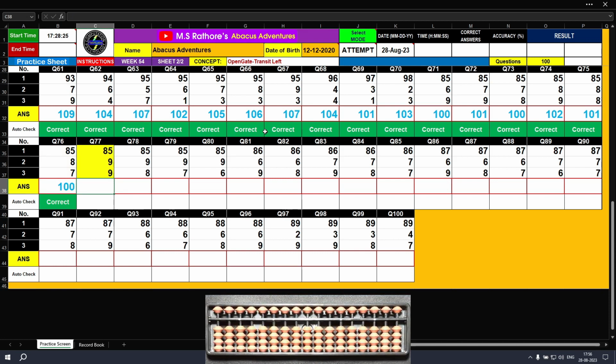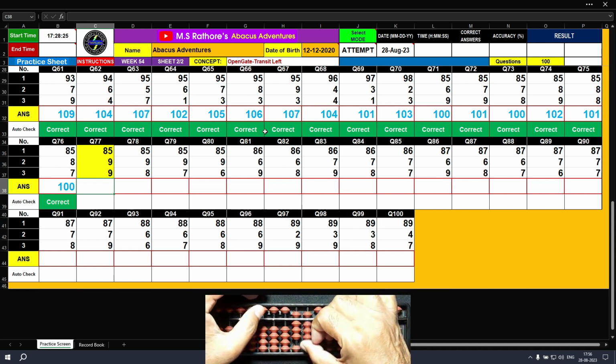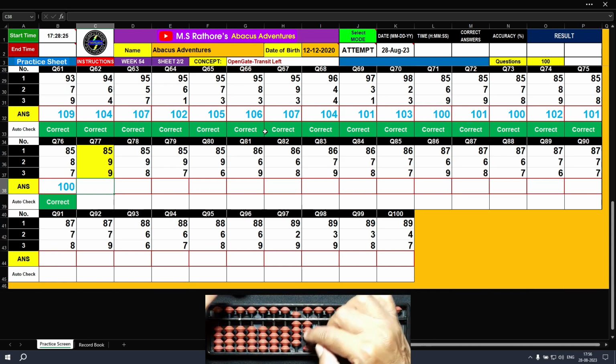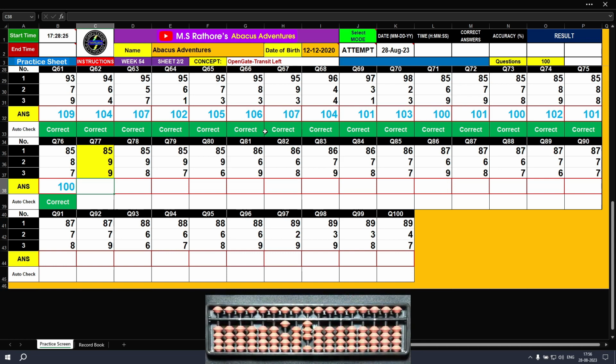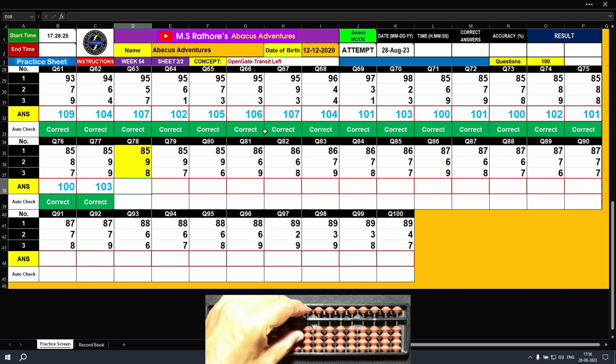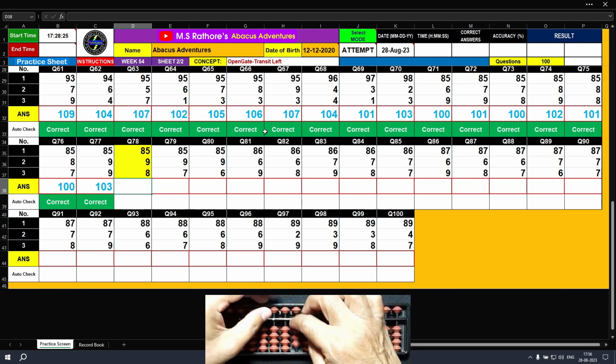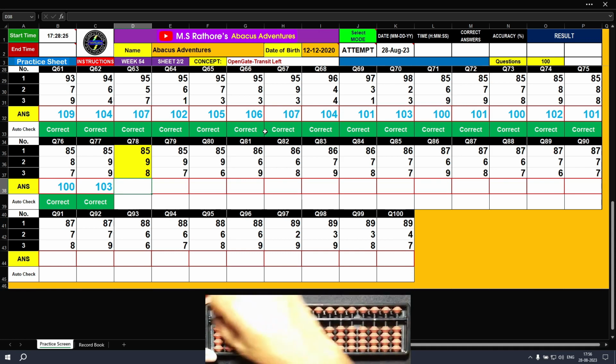Question number 77. Plus 80 plus 5, it's 85, plus 9 equals plus 4 minus 5 plus 10, it's 94. Again plus 9, this time the big friend's formula, plus 9 equals minus 1, open the gate, plus 10, it's 103. Question number 78. Plus 80 plus 5, it's 85, plus 9 equals plus 4 minus 5 plus 10, it's 94, plus 8 equals minus 2, open the gate, plus 10, it's 102.